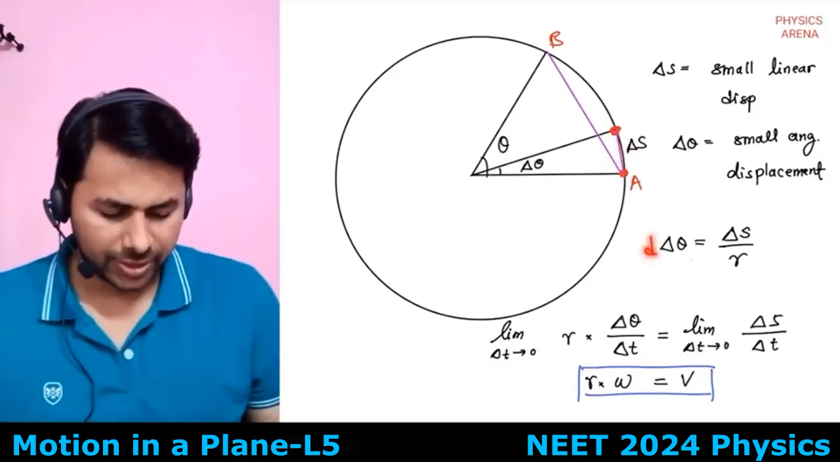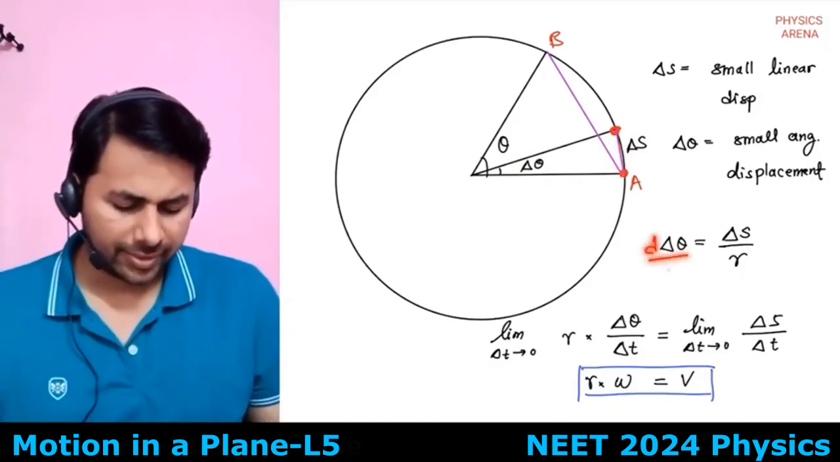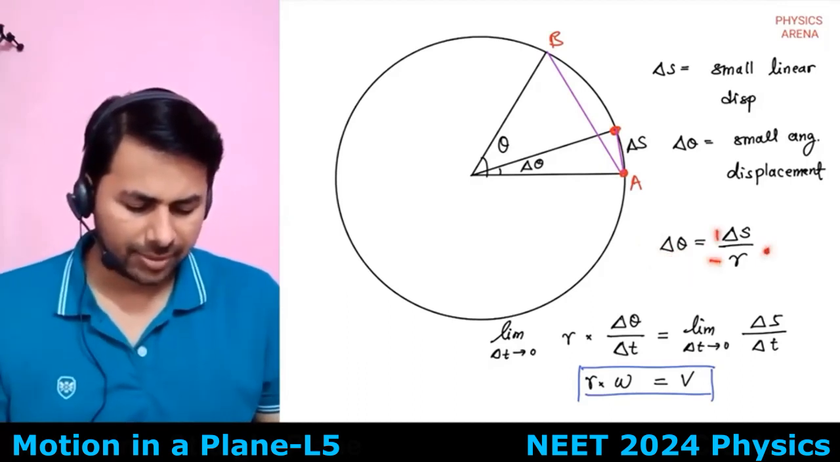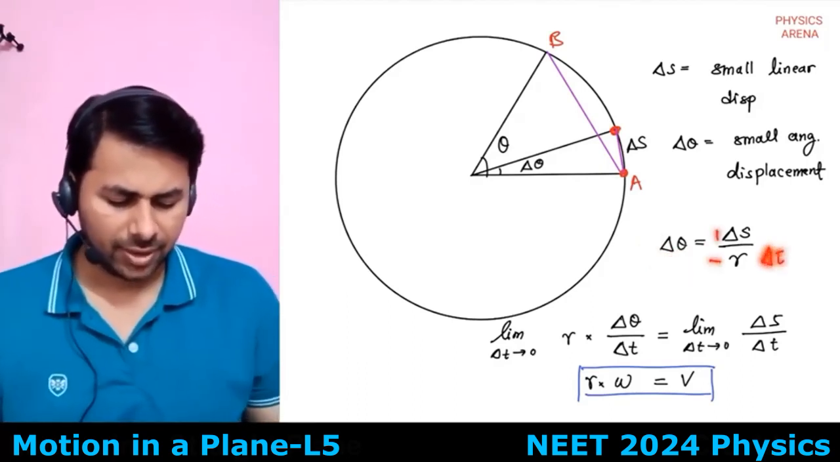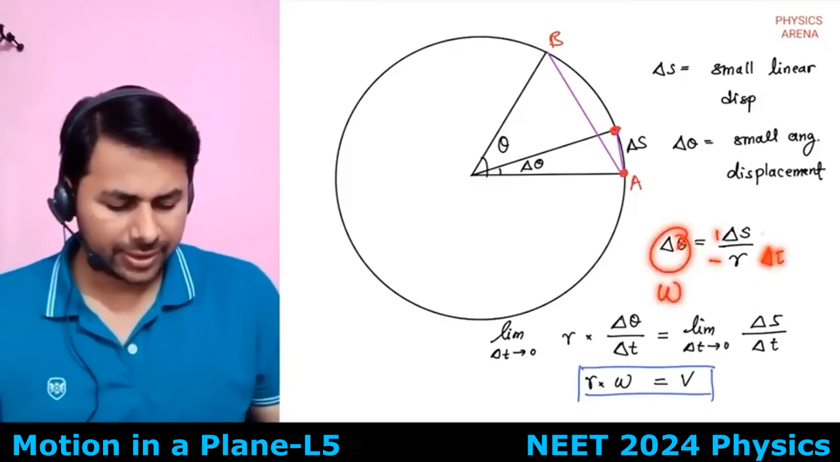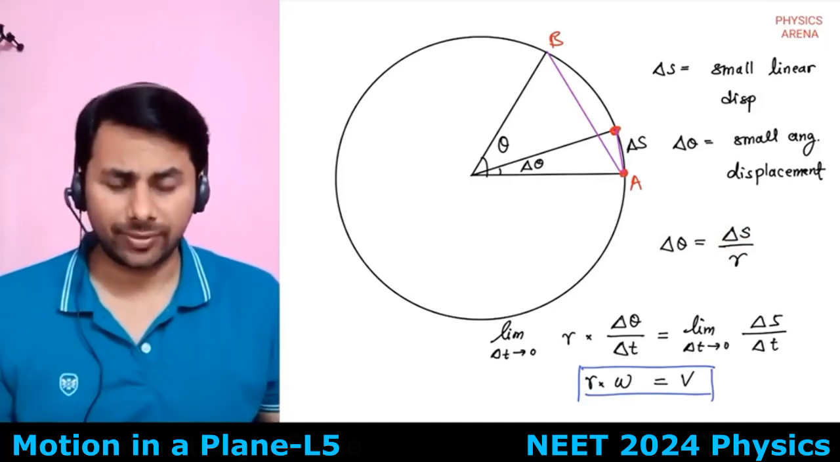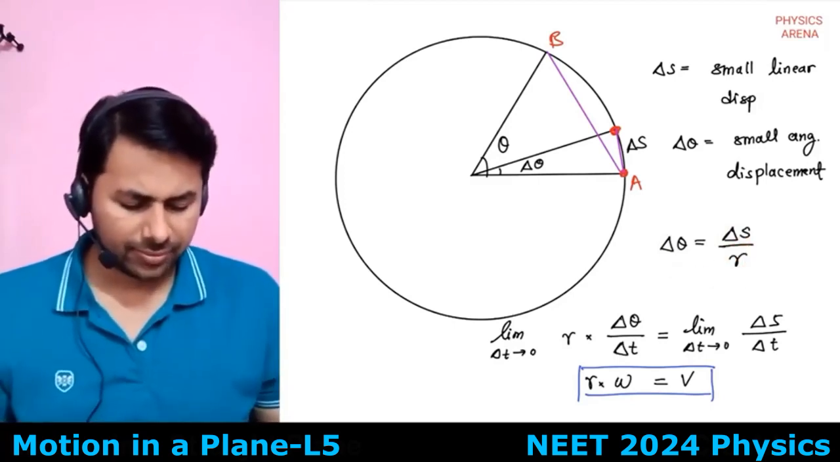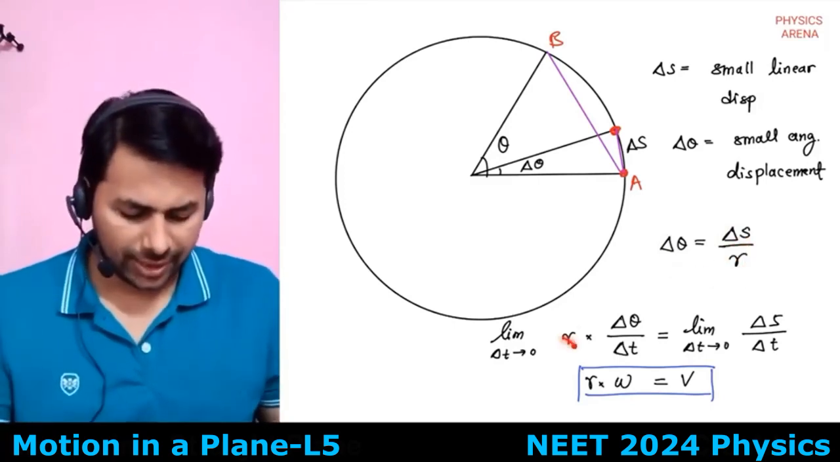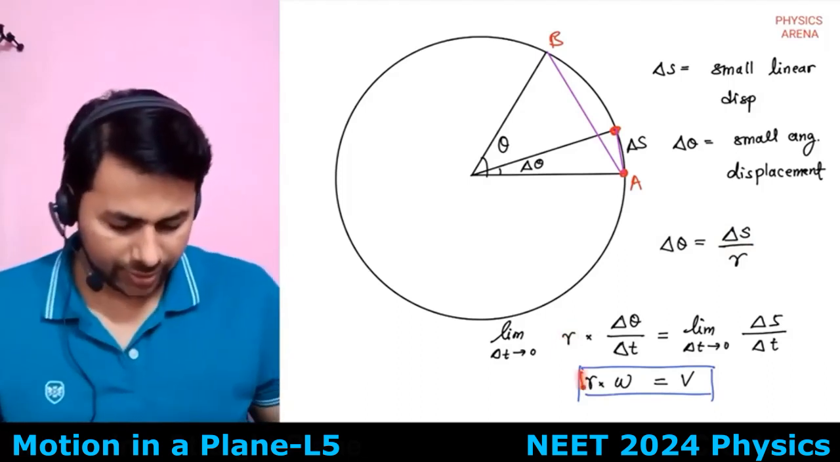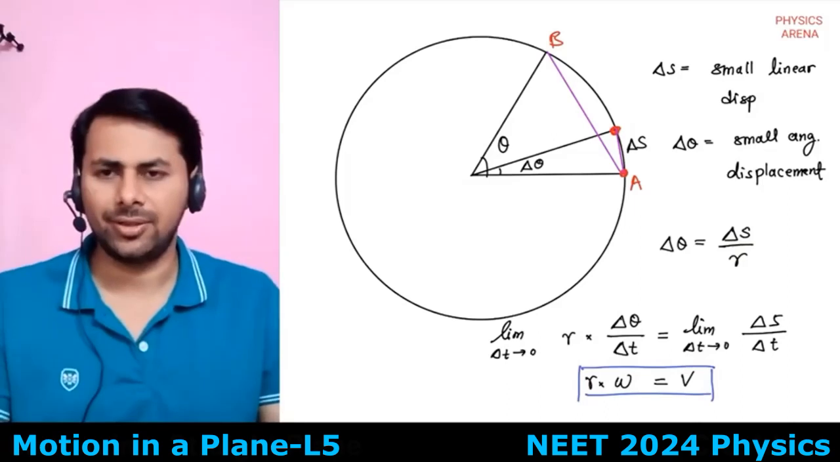Then you take derivative on both sides. So delta theta by delta t will be equal to 1 upon r multiplied by delta s by delta t. So this will give you omega. This thing will give you what? Delta s by delta t will give you velocity. Take r on the other side. So I can say that r times omega is equal to v. Okay. So this is how we get this relation. Is it clear? Yes, no?